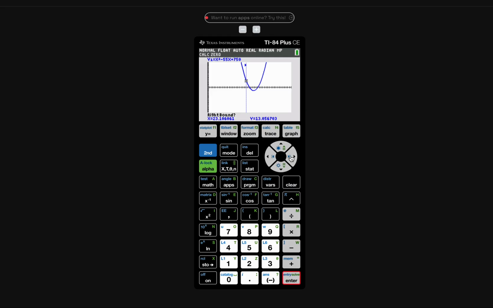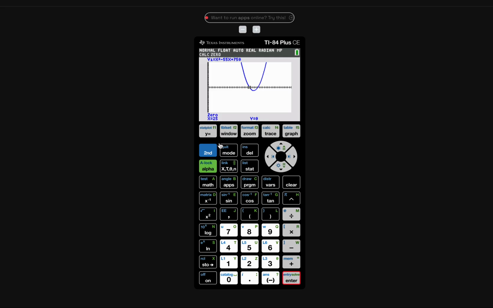And then for right bound, we move this to the right of the zero, but we don't go past our other zero. And then we hit enter, and then for guess, we can just move it maybe near the zero. You don't have to do that, but then you click enter, and then that gives you the zero. So our zero is x equals 25. So that's this zero, which is one of the 2 zeros.